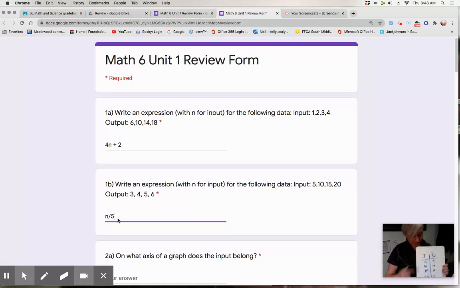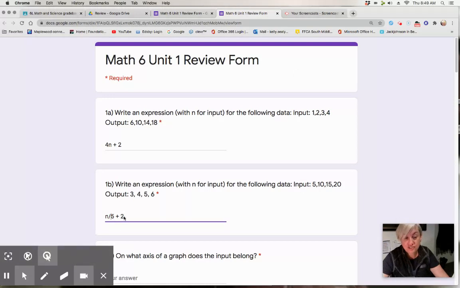Okay, after I divide 5 by 5, I get 1, not 3. So I know that I have to then add 2 after I divide by 5. So I am typing into the answer box, add 2. Correct answer for 1b is n over 5, or n division sign 5, and then plus 2.